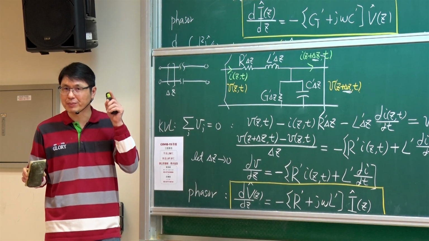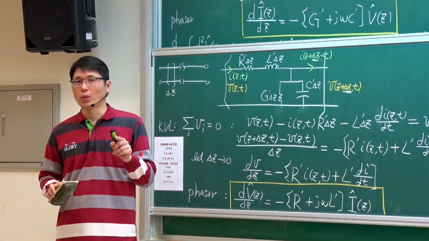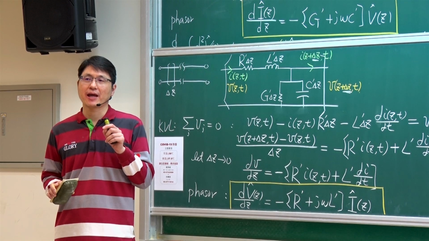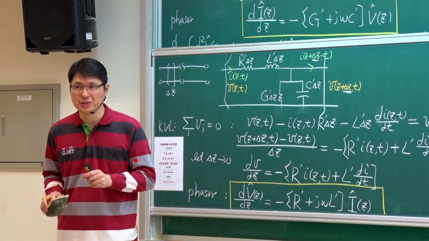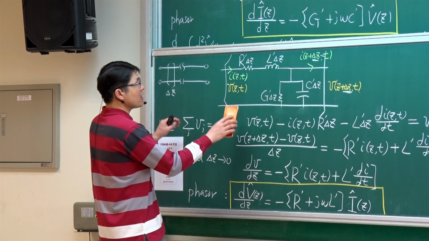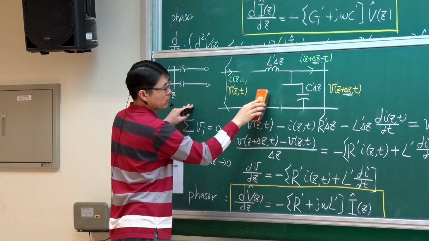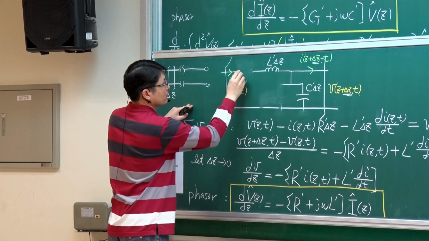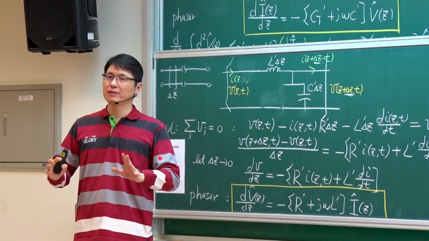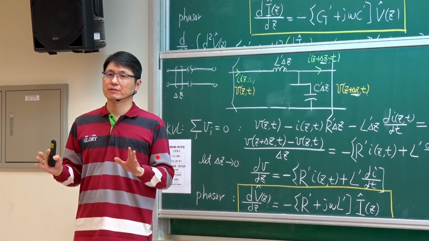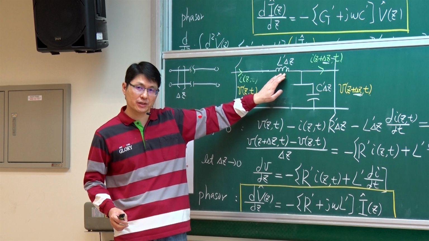Lossless, if you remember. If I have loss, which lumped elements are introducing loss? Resistors, right? So lossless transmission line means I have a very simplified model for the transmission line. I only have inductor and capacitor.